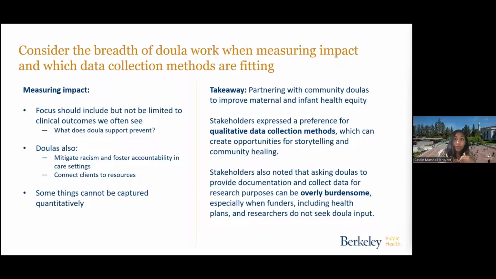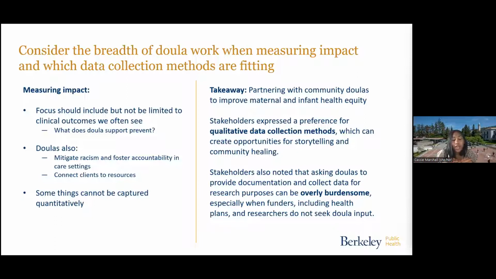The other thing I want to mention is that we need to think about what's being prevented by having a doula present. It's not an outcome that we're going to see because it was prevented. So how do we wrestle with that? I don't fully have that answer, but I think it's something to keep in mind when we are trying to really understand the true value and impact: what perhaps negative outcome did not happen because doulas were present.